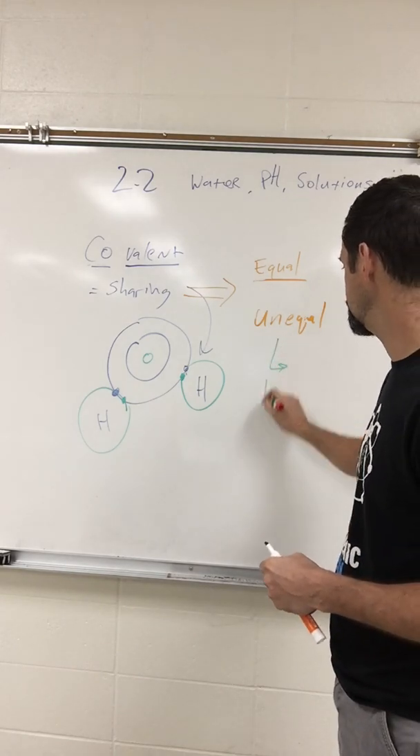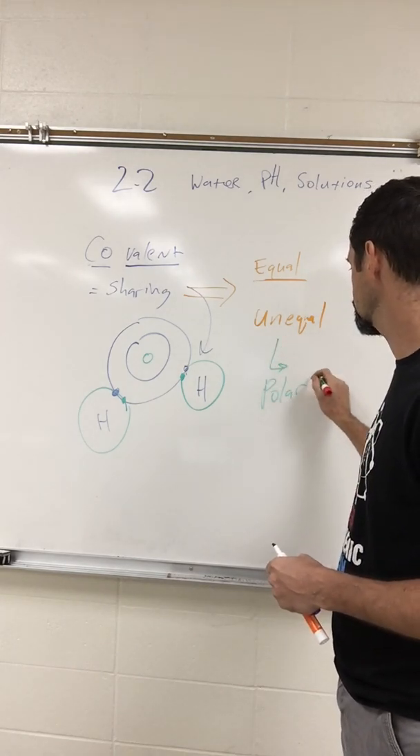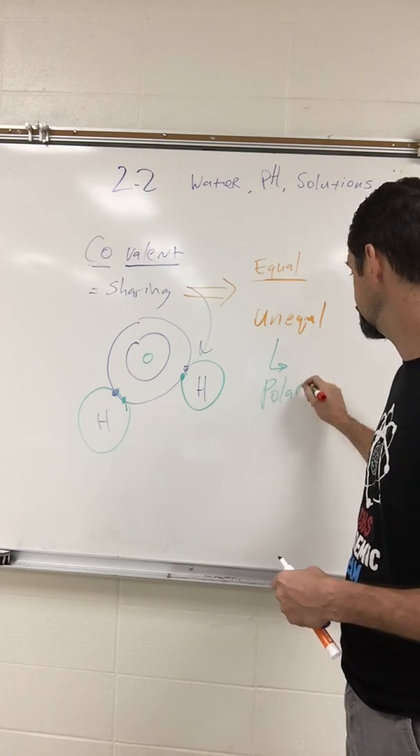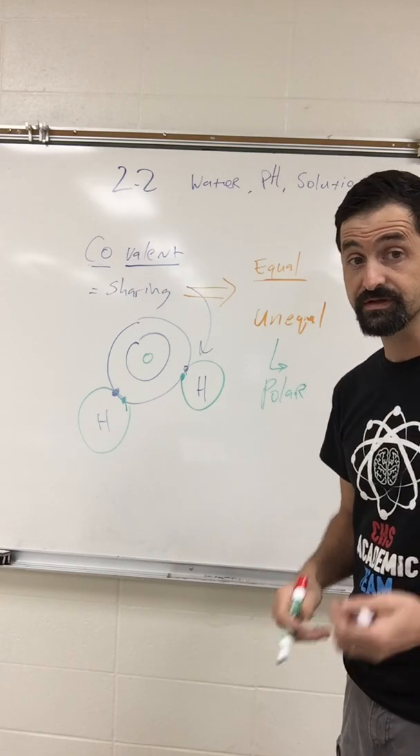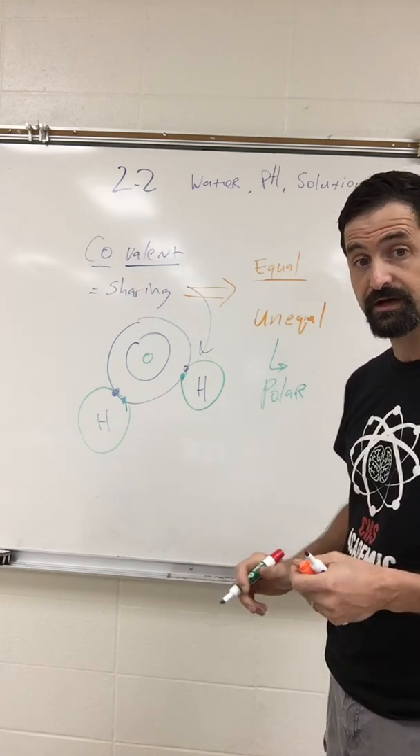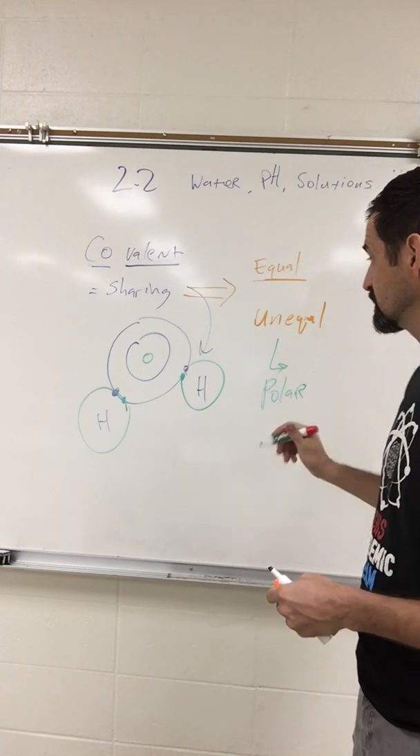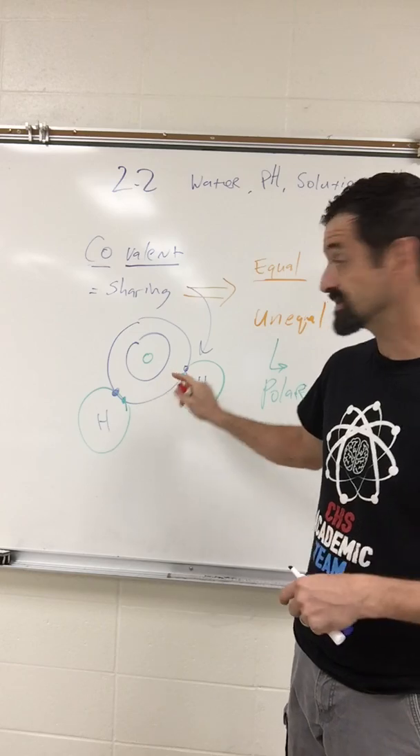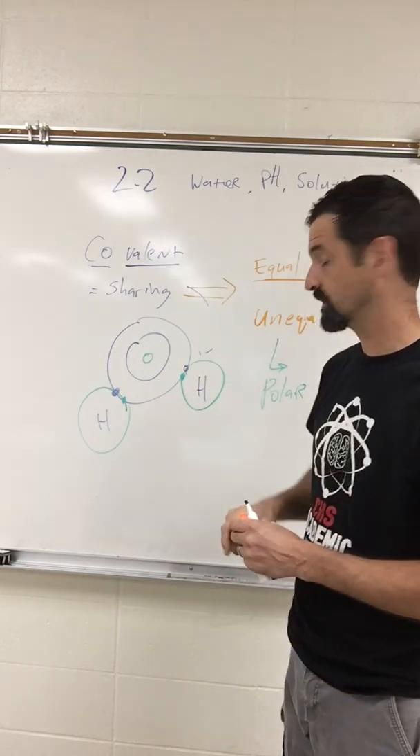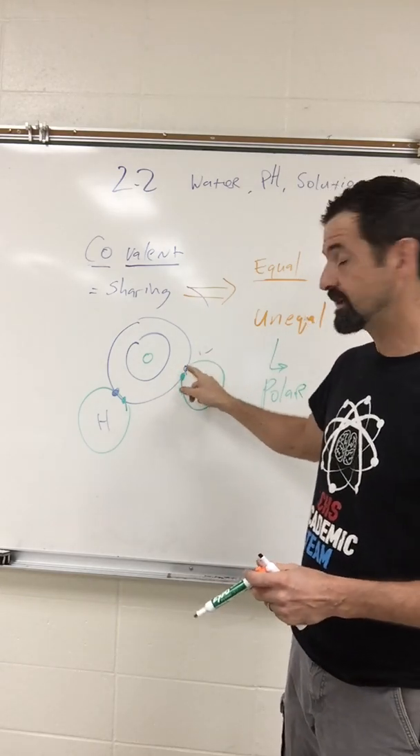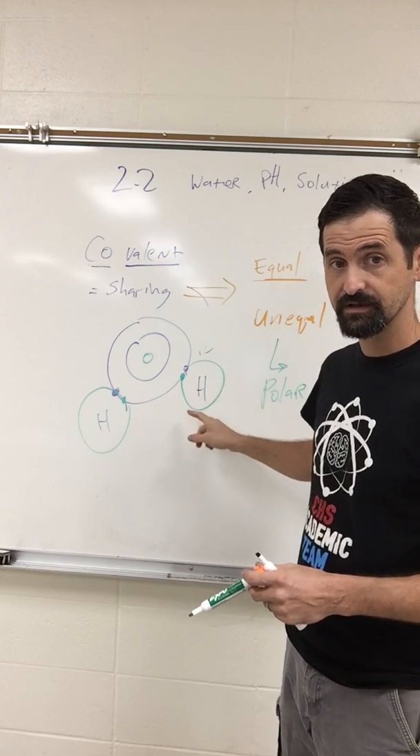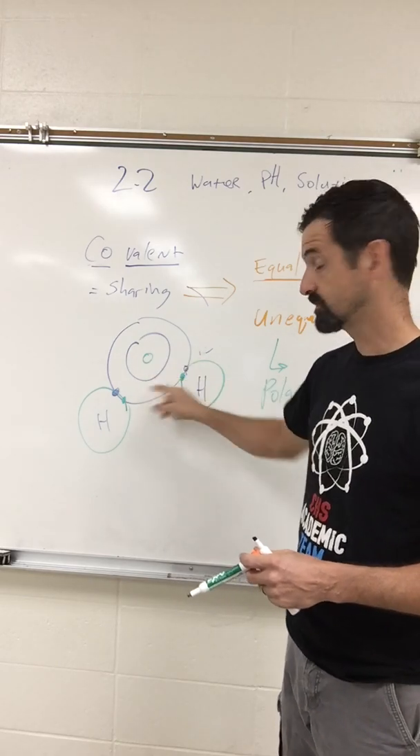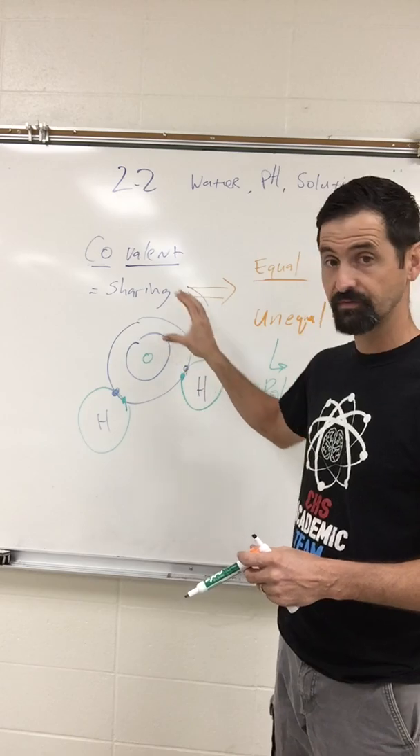When you have unequal sharing, that results in what is called a polar molecule. This is called a polar covalent bond, like the North Pole or the South Pole or the different poles on a battery. There's some difference there. What that refers to is if oxygen does not share equally with our hydrogen, those electrons, which are orbiting this atom and this atom, spend more time around the oxygen.